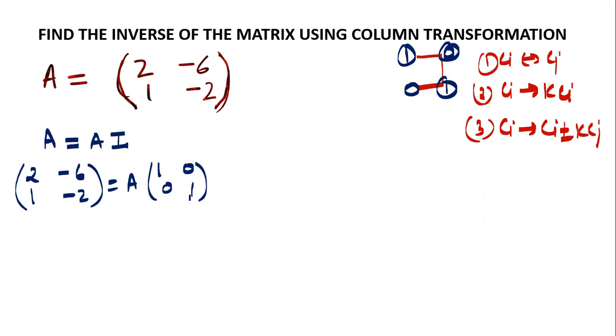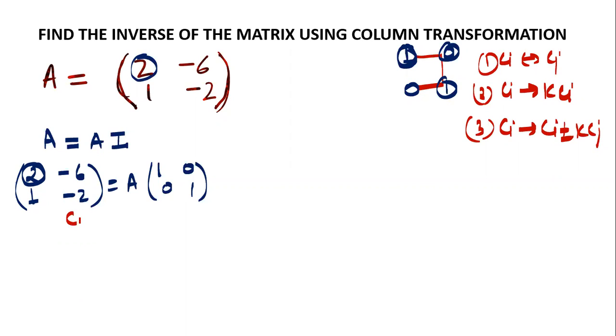So what will I do? According to this pattern, first of all, I will make this element 1. To make it 1, what operation can I apply? Be very careful that we can apply the operation in columns only. I want to make it a 1. What can I do?